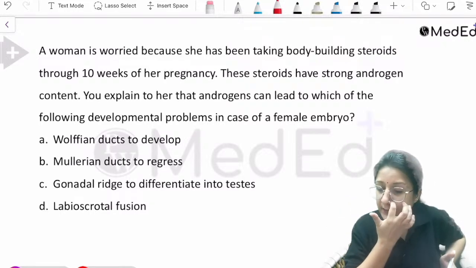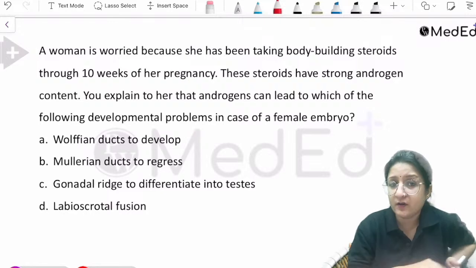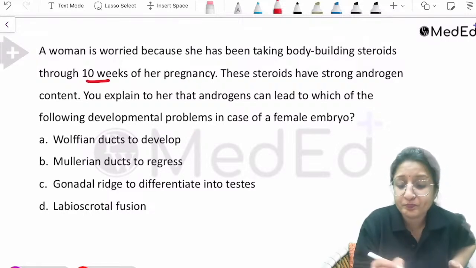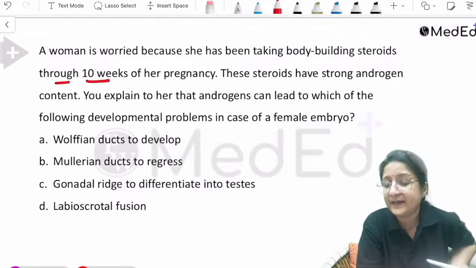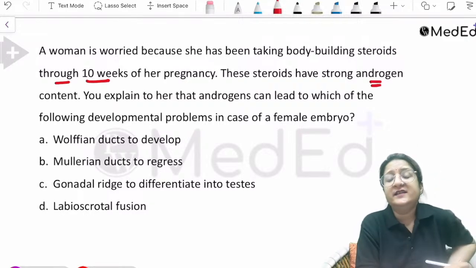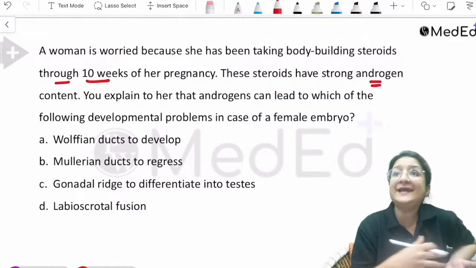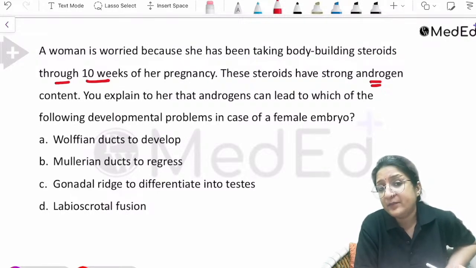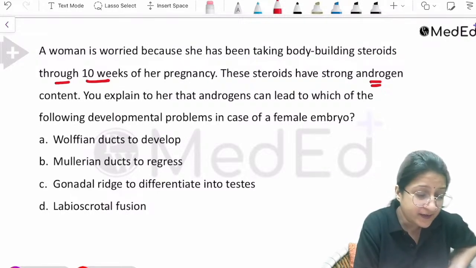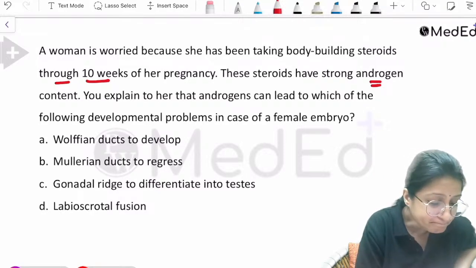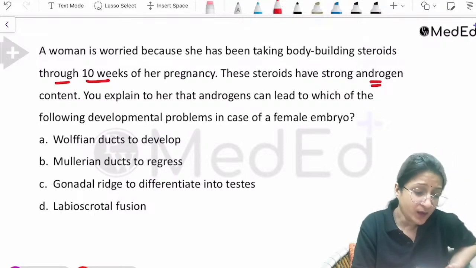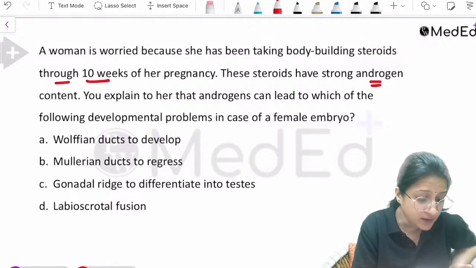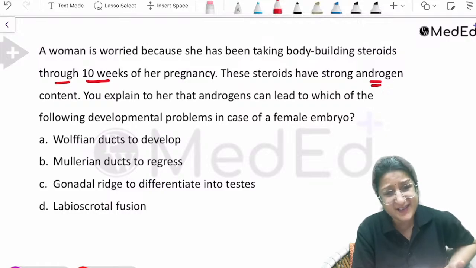So the woman is worried because she's been taking bodybuilding steroids through her 10 weeks of pregnancy, and these are androgenic drugs. These drugs can reach the fetus. In case it is a female fetus that she is carrying, then the female embryo could develop defects of, okay, now the options: Mullerian ducts to regress.